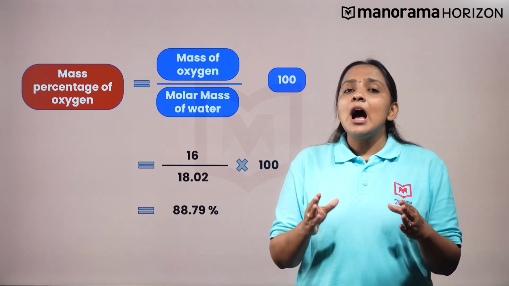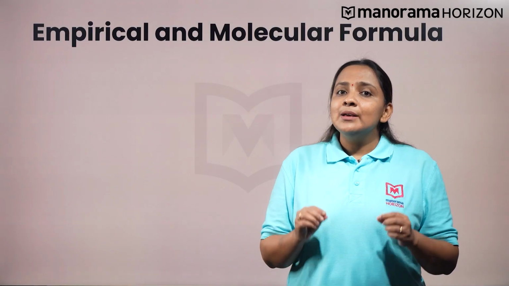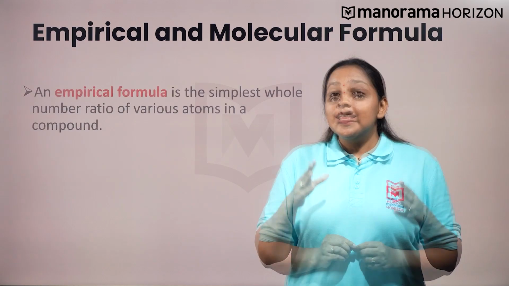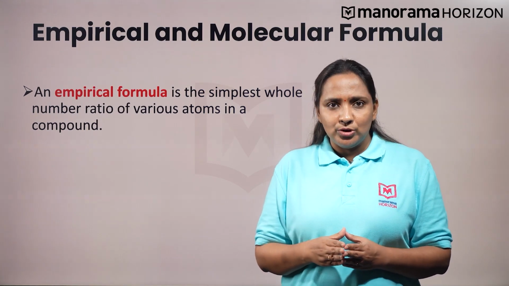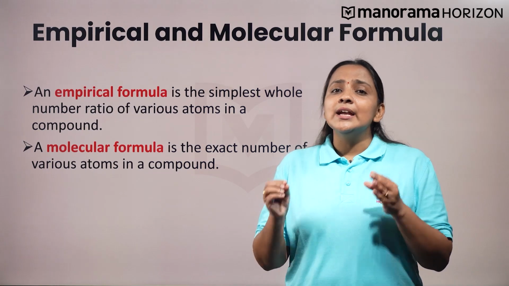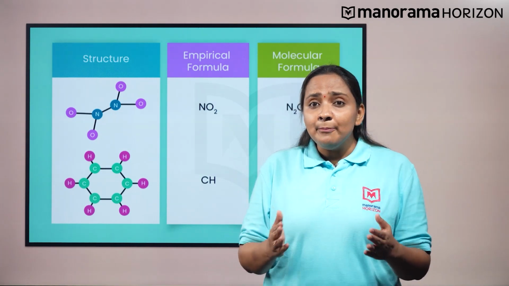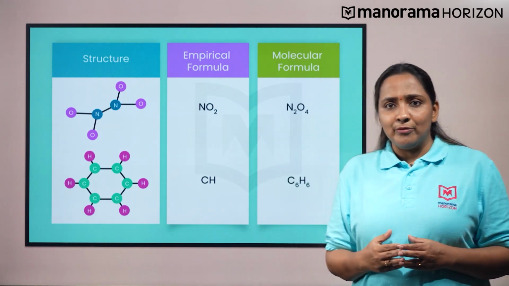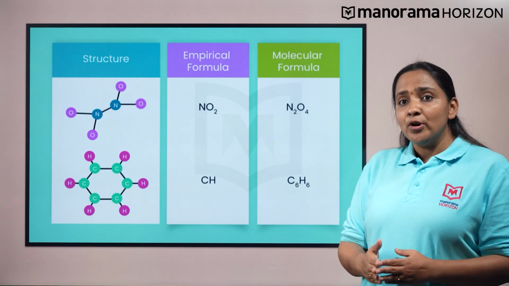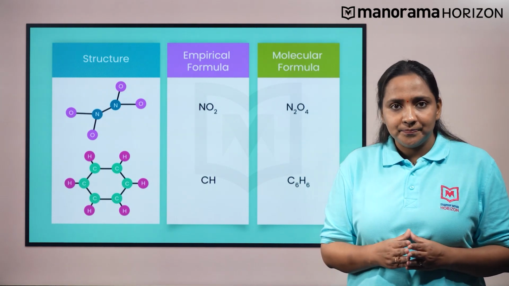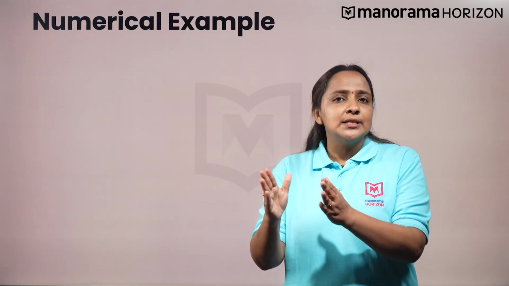Next, we will see how percentage composition helps calculate the empirical formula. Let us now understand the meaning of empirical formula and molecular formula. The empirical formula is the simplest whole number ratio of various atoms in a compound. And the molecular formula is the exact number of various atoms in a compound. For example, the given table shows the empirical and the chemical formulas of 2 compounds. The empirical formula for N2O4 is NO2 and the empirical formula for C6H6 is CH.